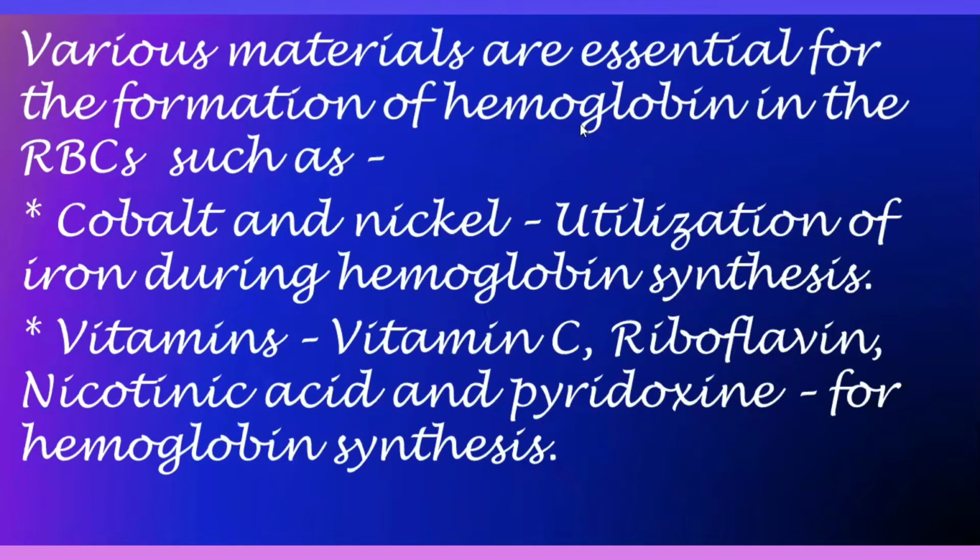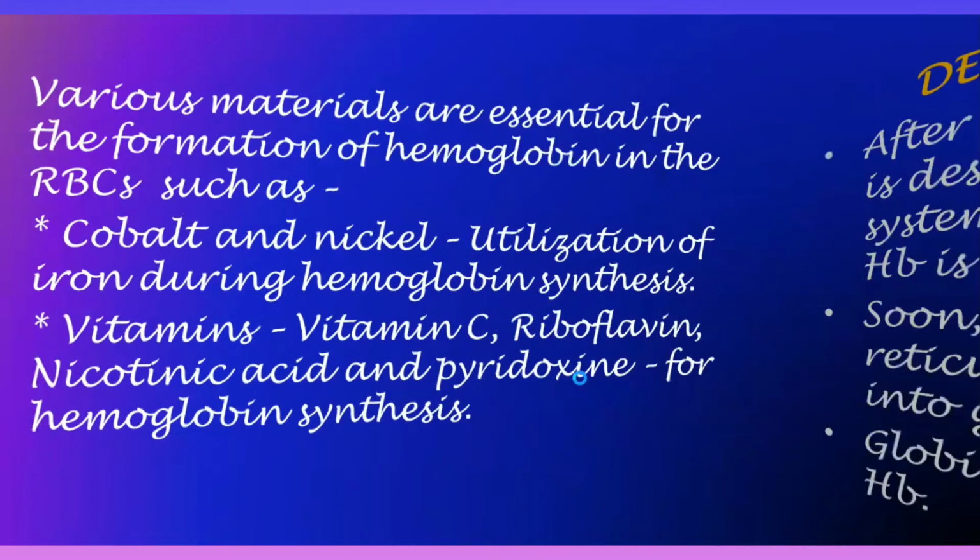Various materials are essential for the formation of hemoglobin in RBCs, such as cobalt and nickel. They are responsible for the utilization of iron during hemoglobin synthesis. Vitamins. What types of vitamins? Vitamin C, riboflavin, nicotinic acid, and pyridoxine. They are responsible for hemoglobin synthesis.